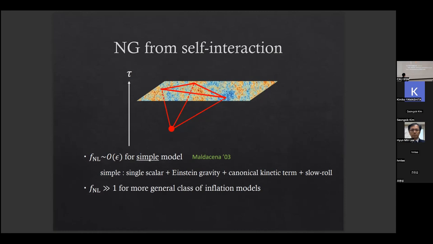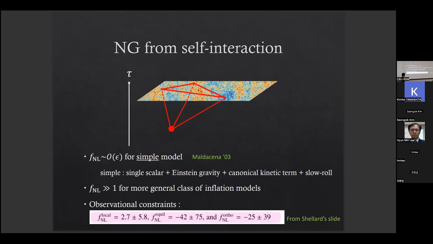So this is the observational constraint. I realize this is not the latest one. I'm sorry for that.